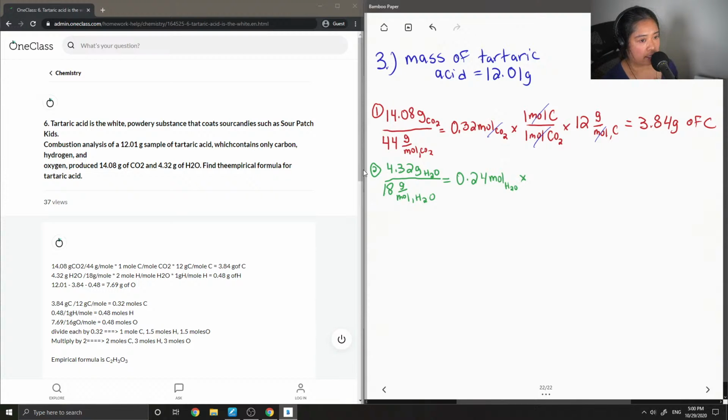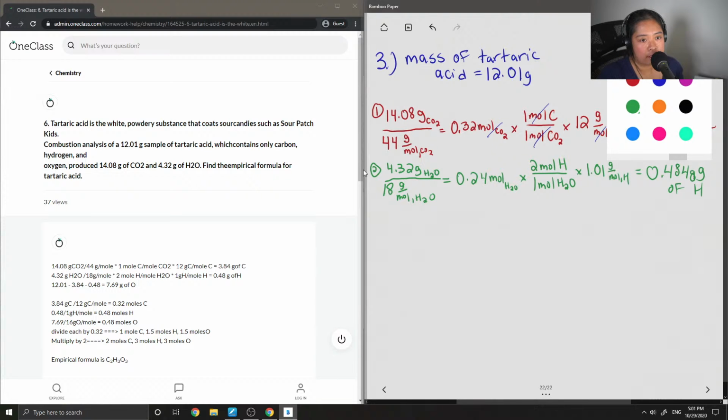And then to find out the moles of hydrogen, there are 2 moles of hydrogen for every 1 mole of water, because it's H2O. And then also multiplying by the molar mass of hydrogen, which is basically 1 gram per mole. We end up with 0.4848 grams of hydrogen.